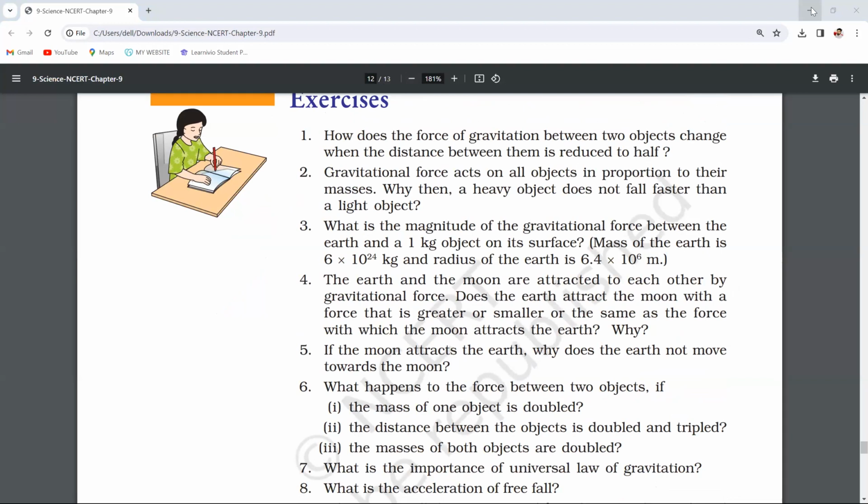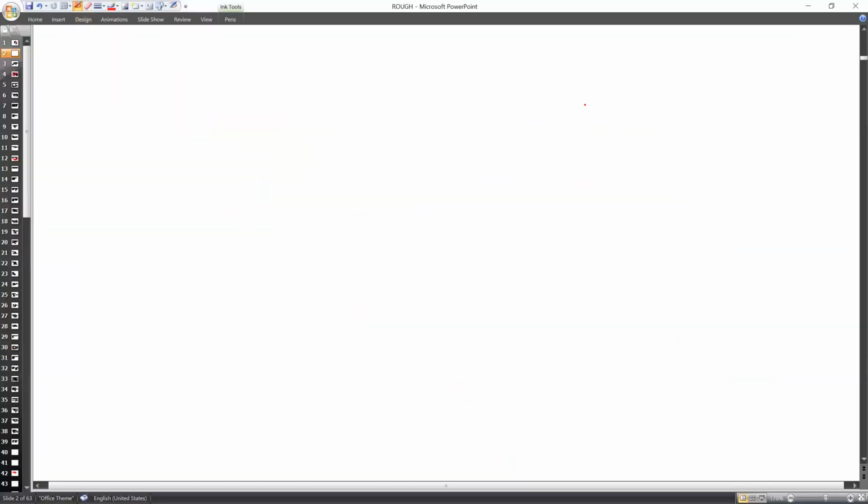Let me explain here. There is an object here, and this object is placed over the surface of the earth, of mass 1 kg. And here the radius of earth is 6400 kilometers, and the mass of earth is 6 into 10 to the power 24 kilograms.